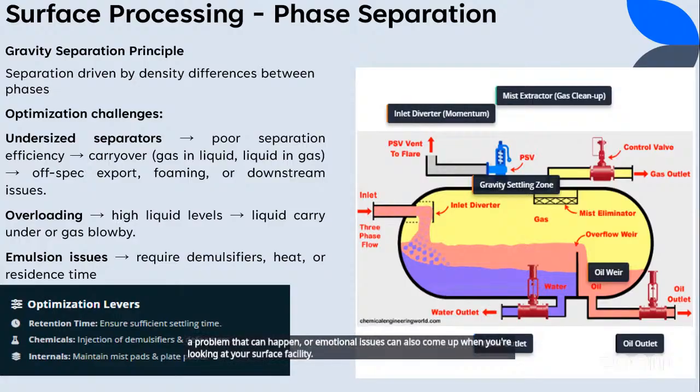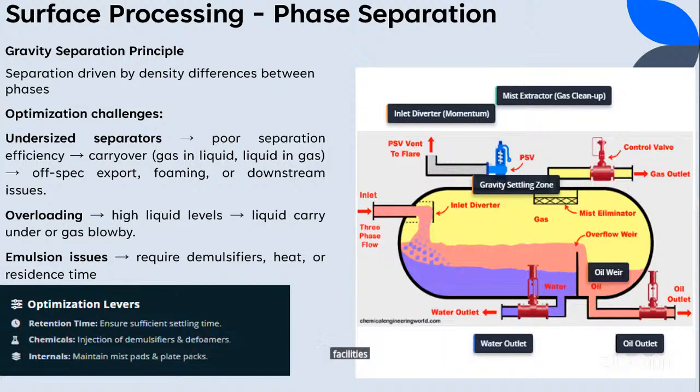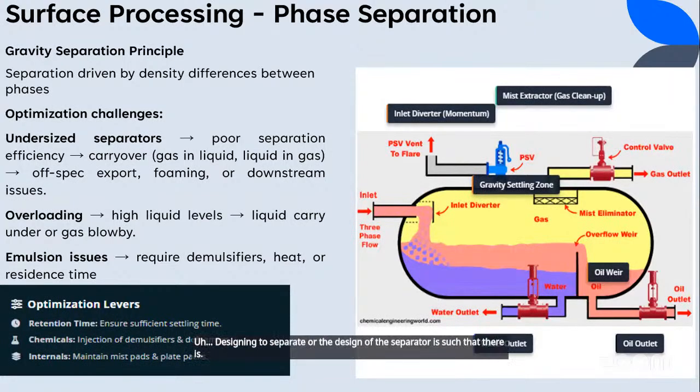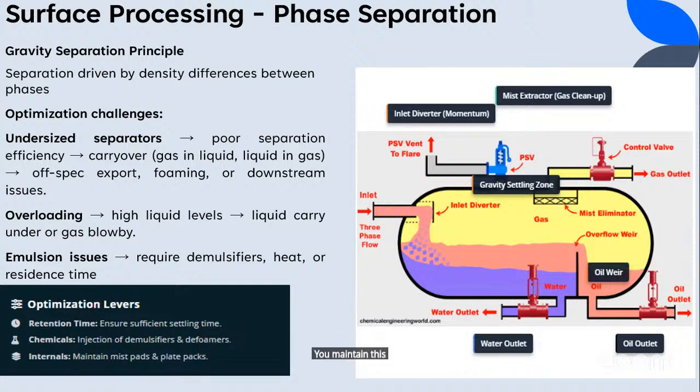What do you do for optimization in this scenario when you have issues like this in the surface facilities? How are you going to optimize production there? By designing the separator such that there's enough settling time, which is your retention time. Ensure that there's sufficient settling time there. Then also make use of chemicals for these emulsion issues, by use of defoamers or demulsifiers. Then you maintain the mist pad and plate pack. You look at the internals of your separator.